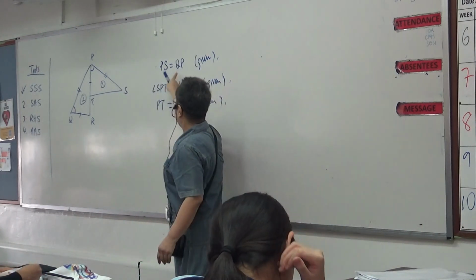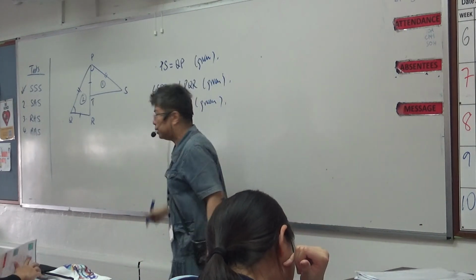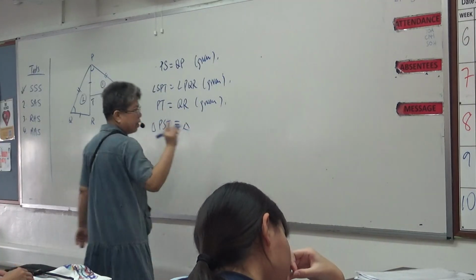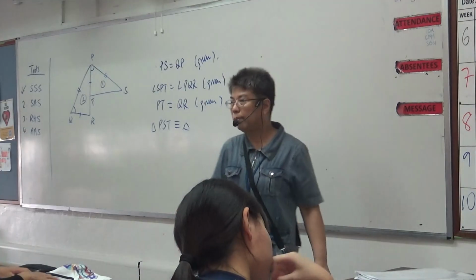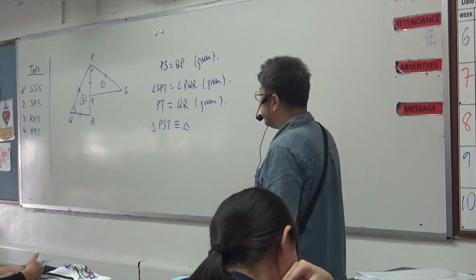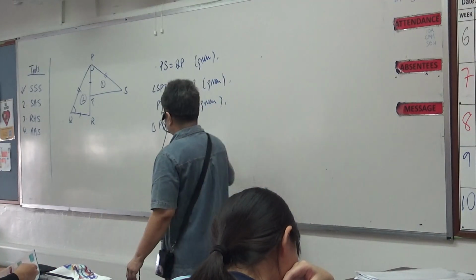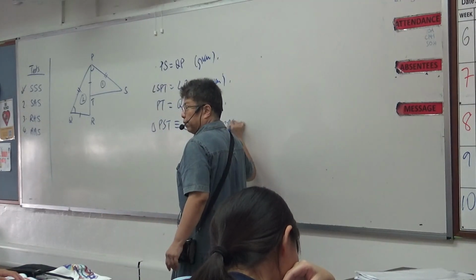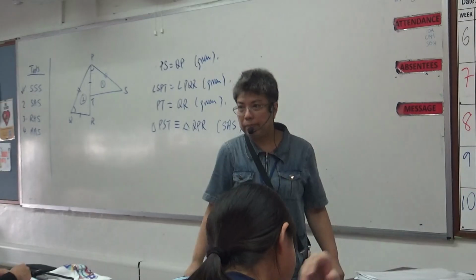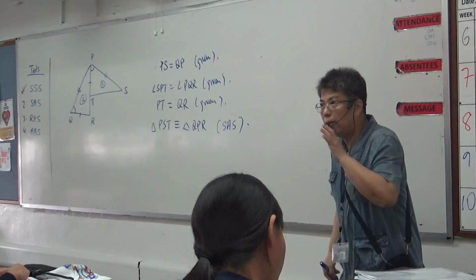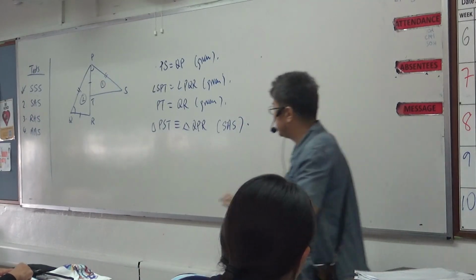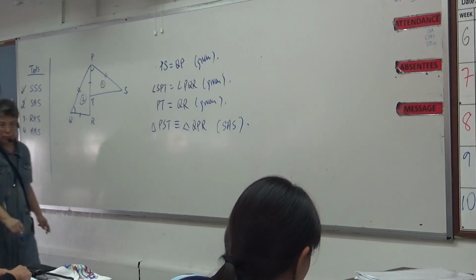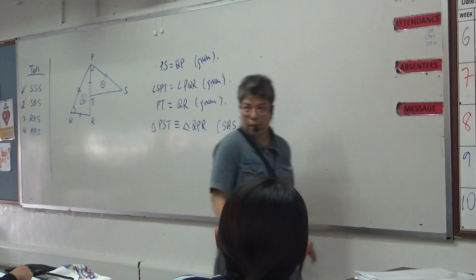Now, can you see this is SAS, included angle. So, triangle PST is compared to triangle. Give me in order. PST. Q, PR, right? Because of what? SAS. Everybody clear now? So this is the second test. SAS. Okay? No problem?